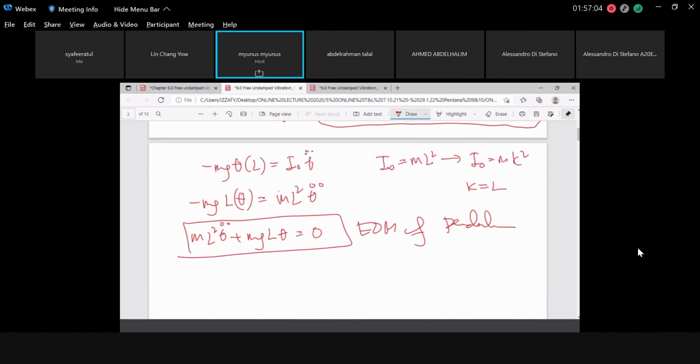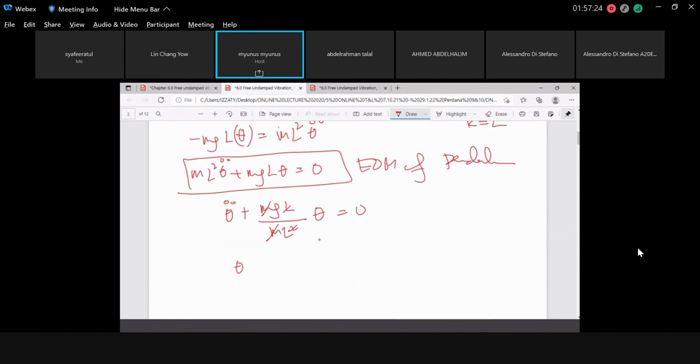Simplify, remember, you simplify: θ double dot plus mgL divided by mL² θ equal to 0. Cancel, cancel, cancel. Then you will have θ double dot plus g/L θ equal to 0.